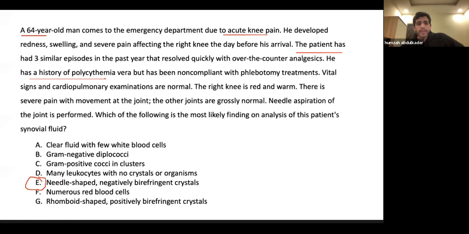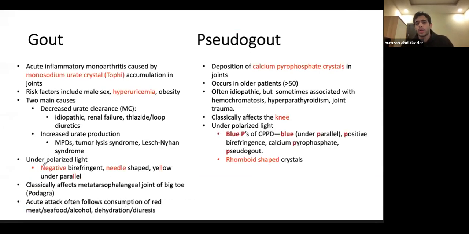So with gout, there are 2 main causes of gout, right? There's decreased urate clearance and there's increased urate production, right? So here, it's a myeloproliferative disease, right? PCV, polycythemia vera, means more cell turnover, means more urate production. And that's what's causing the gout.